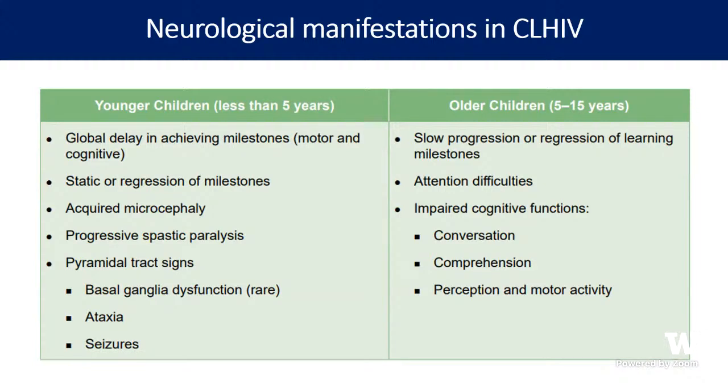And when tracts are involved, the child may have seizures, ataxia, or involuntary movement. That is the basal ganglia, but that basal ganglia affection is less. It directly affects the cortex more. In the older children, what will be there? The child is not able to talk properly, converse properly, or perceive; motor activity is affected, attention span is reduced, and whatever the child has learnt, the child starts to forget. That is a regression or slow progression, will not be able to progress further.